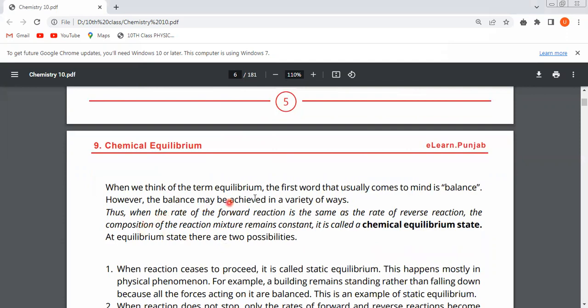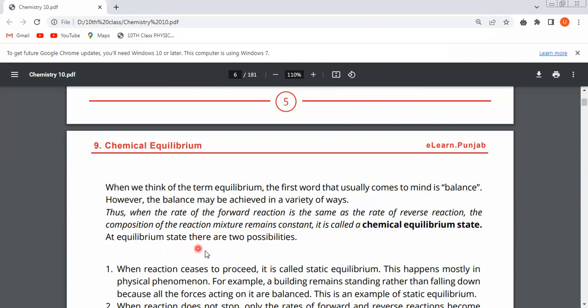When we think of the term equilibrium, the first word that usually comes to mind is balance. However, the balance may be achieved in a variety of ways. Thus, when the rate of forward reaction is the same as the rate of reverse reaction, the composition of the reaction mixture remains constant. It is called chemical equilibrium state.